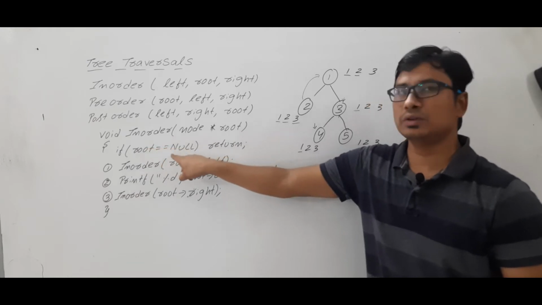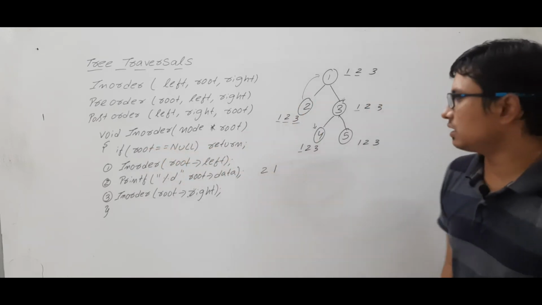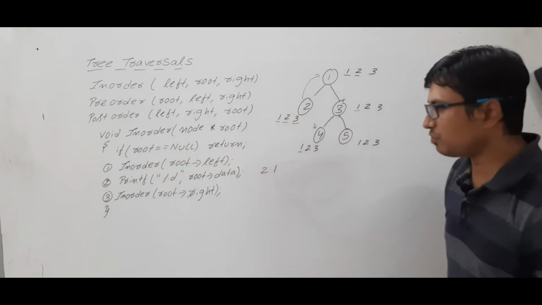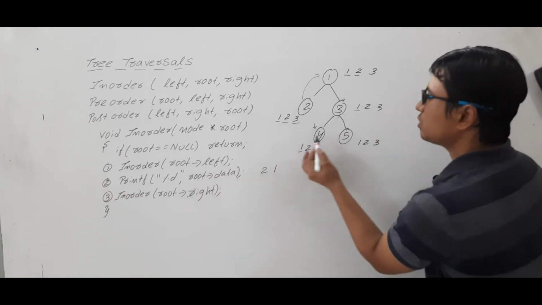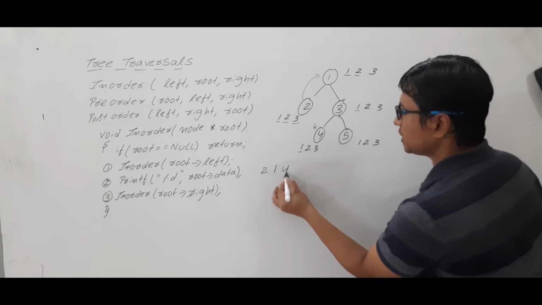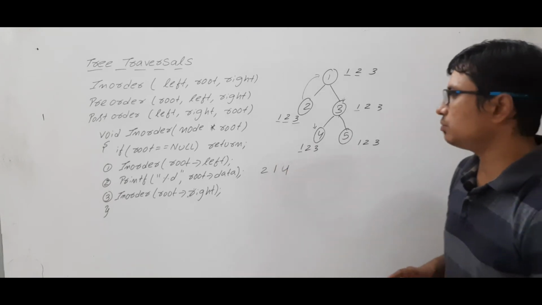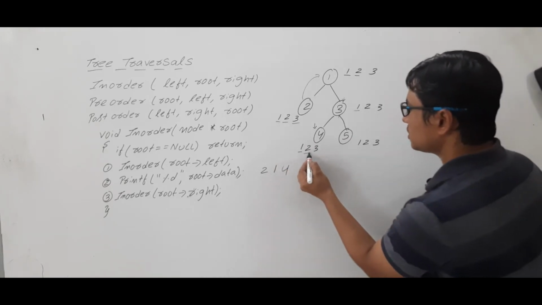Now root is equal to null. You will return. So you have executed the step 1. Now you need to execute the step 2 here. What is the step 2? Root of data. Its value you need to print, which is 4. Are you able to understand? Now you executed the step 2.